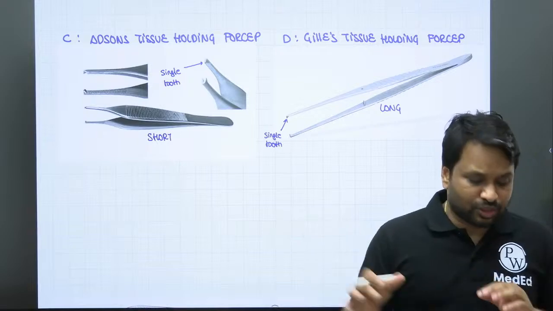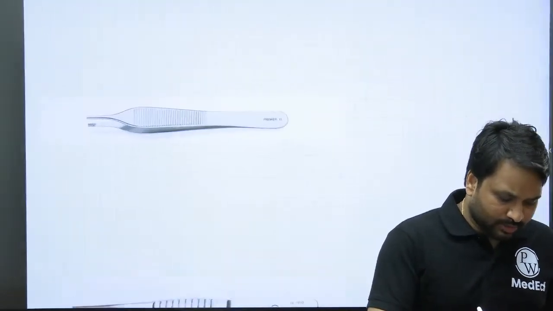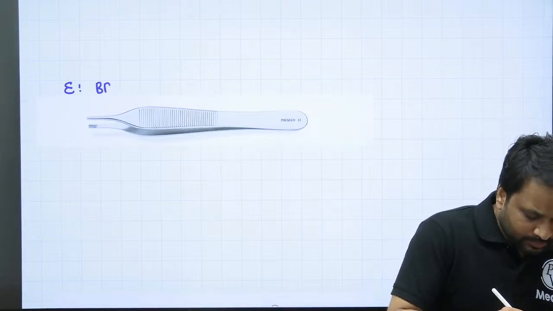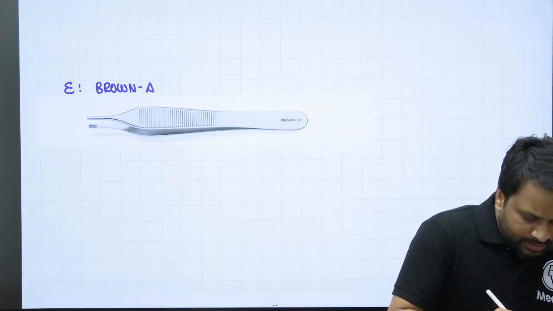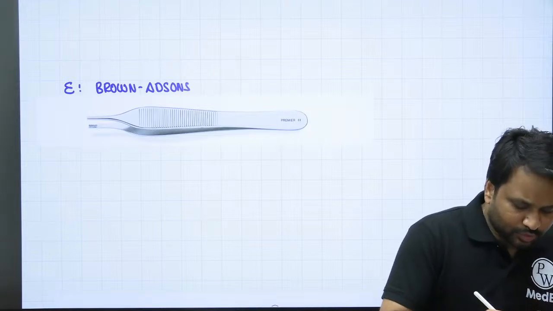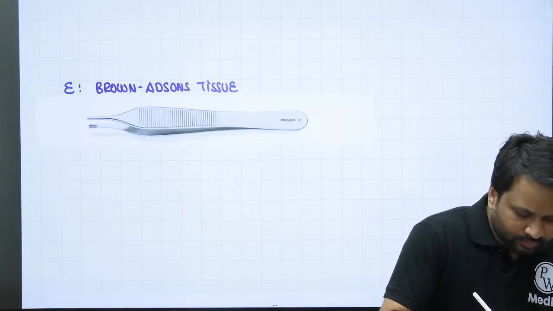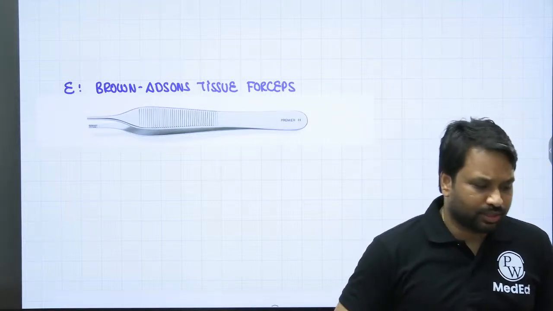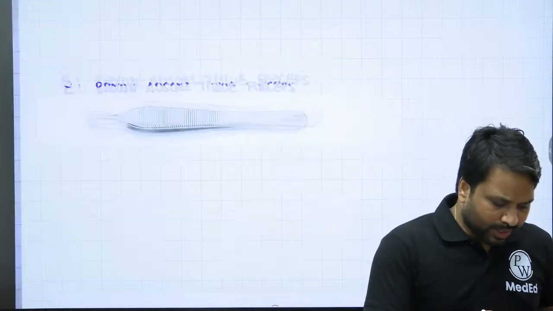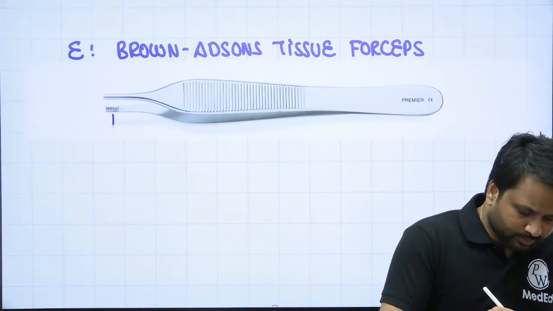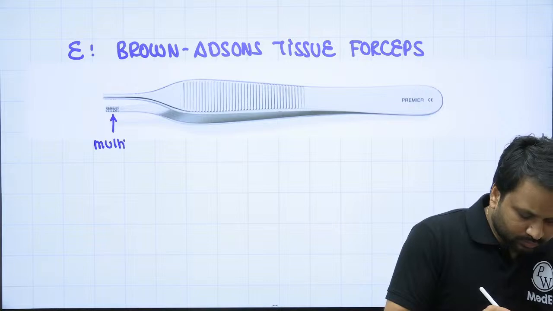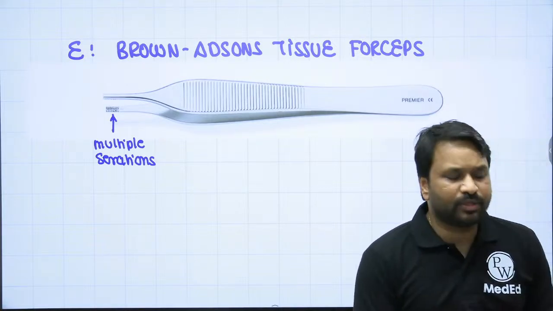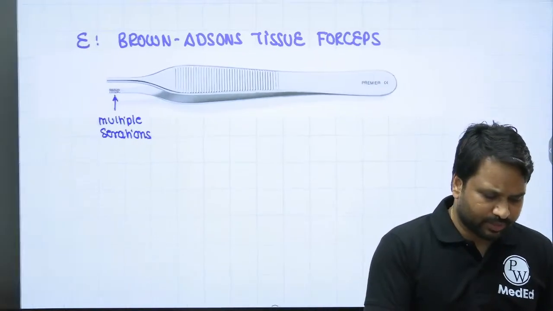Now, a modification of Adson's is this one, image number E. This is what we call the Brown Adson's tissue forceps. This is your Brown Adson's. Brown Adson's has multiple serrations, and they have an interlocking mechanism.